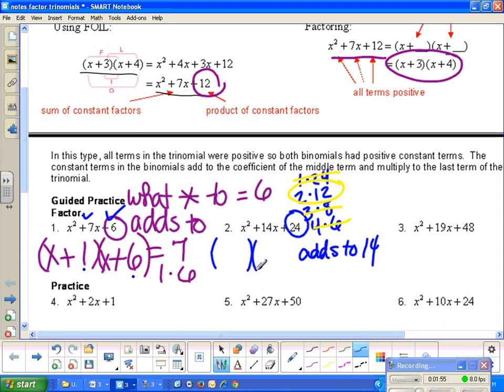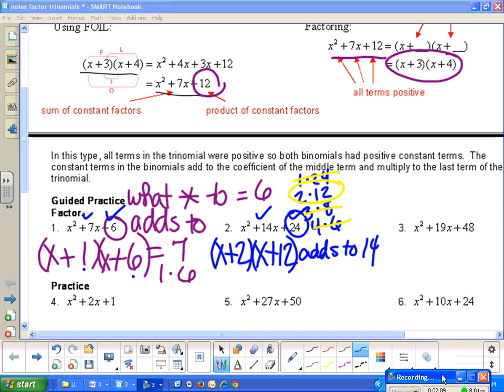We have two sets of parentheses. X plus 2, x plus 12. 12 times 2 is 24, 12 plus 2 is 14. And it doesn't matter if you write the x plus 12 first or the x plus 2 first. Just both have to be in parentheses.